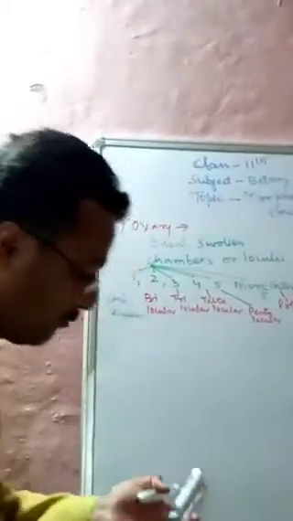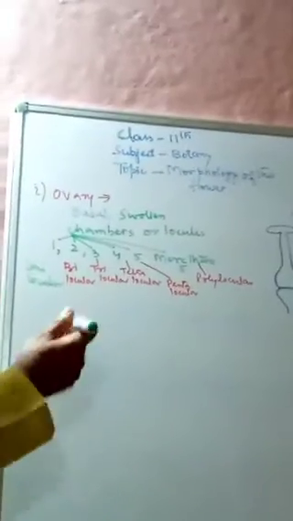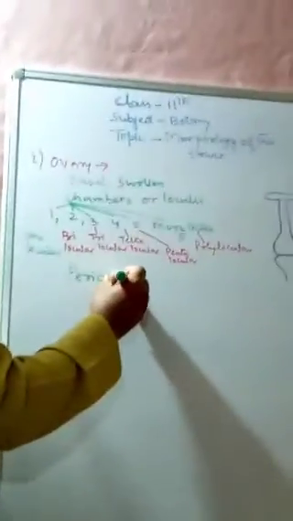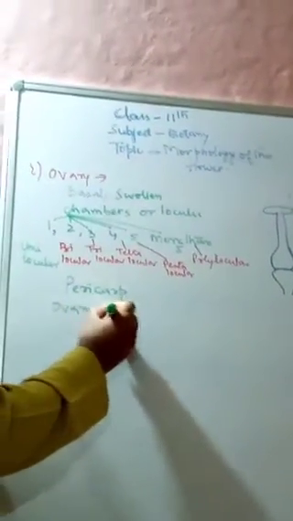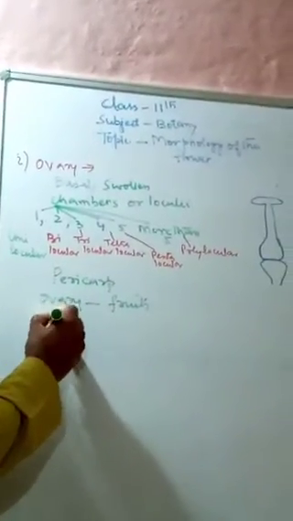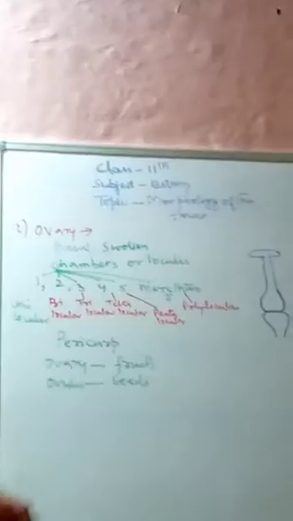Now, one more part we see: the wall of the ovary after fertilization, which we eat, is called the pericarp. Then there is one more thing after fertilization, at maturity: the ovary develops into the fruit, and the ovules develop into seeds. This is the first part, the basal part.